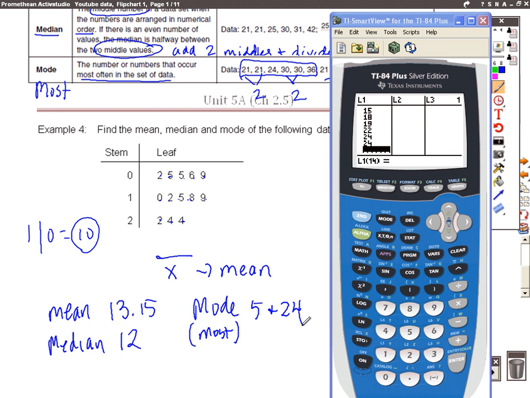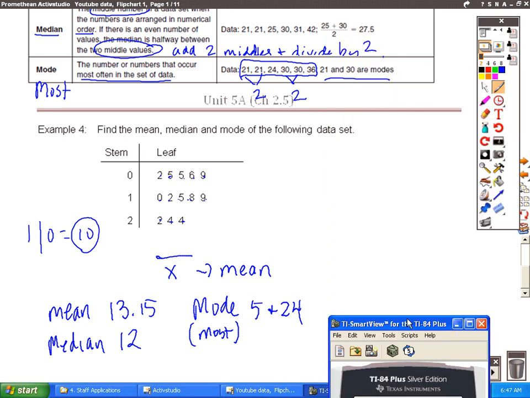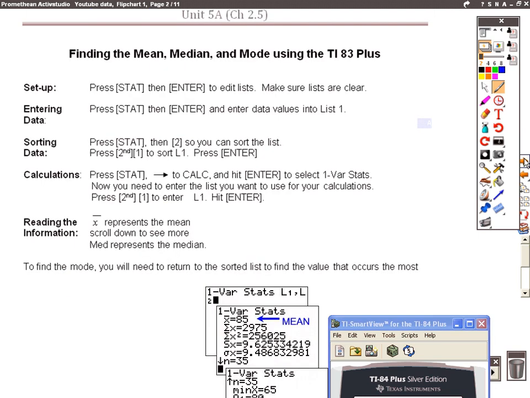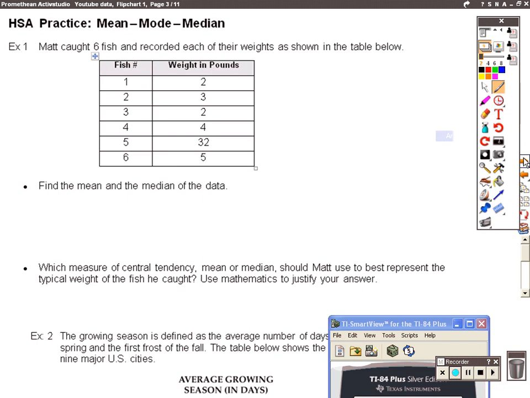All right, let's take a look at another problem. And this is the page that I was talking about in your packet that explains how to do this step by step. So you want to practice this a lot and make sure that you know how to do this without your instructions when you take the HSA. All right, let's take a look at the next problem, and then we'll probably start a new video.